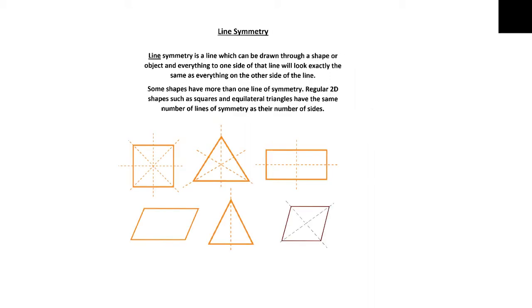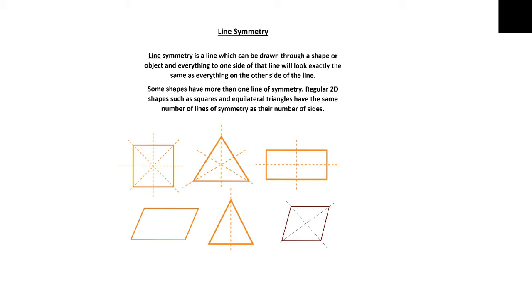Line symmetry can be defined as a line, or an imaginary line perhaps, which can be drawn through a shape or an object, and everything to one side of that line will look exactly the same as everything on the other side of the line. So I've provided some examples here below because there are some shapes that may have no lines of symmetry, some that have one, and some that have more than one.